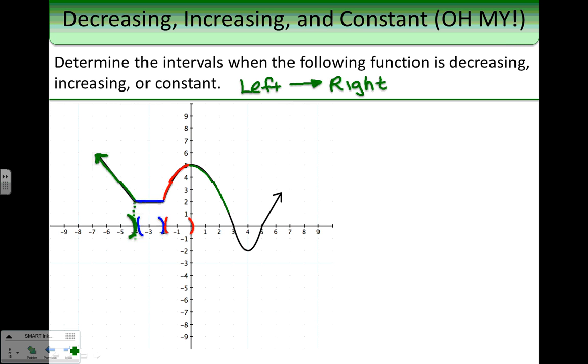Keeps going, still decreasing, still decreasing, still decreasing, until I get to 4. Then it's going to turn right back around. So from 0 to 4 is when my graph is decreasing. And then I go back up, increasing, increasing, takes a little turn, but it's still increasing and keeps going on until infinity.